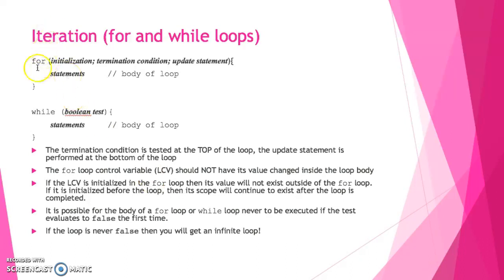So what I mean by that is if you were to say for int i equals 0, in that case that variable only exists within the loop. It's possible for a loop to never happen if this initialization or this condition isn't true, then it will never occur. If the condition is never false, then you're going to have an infinite loop.